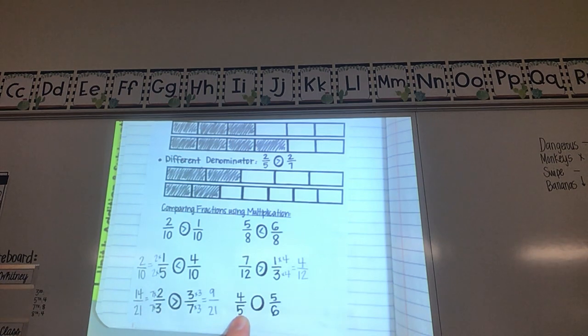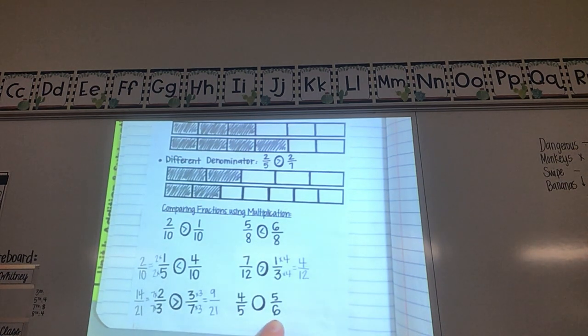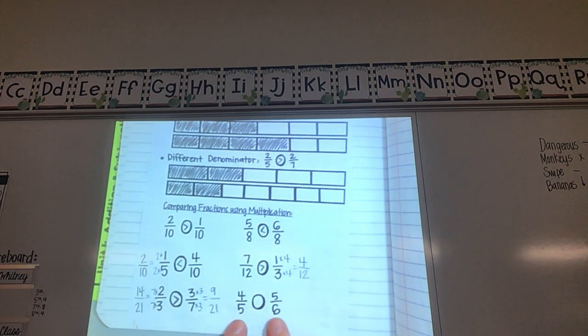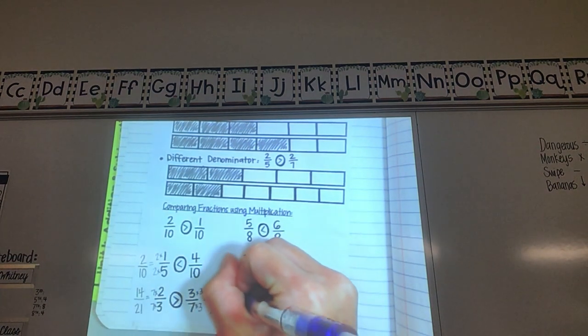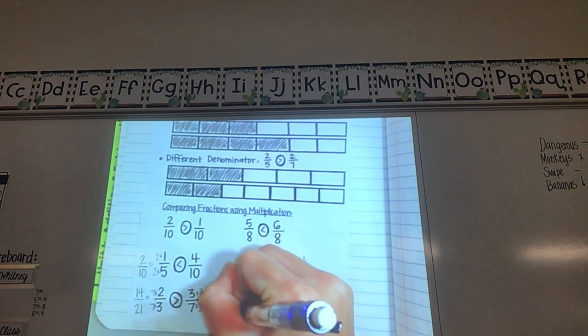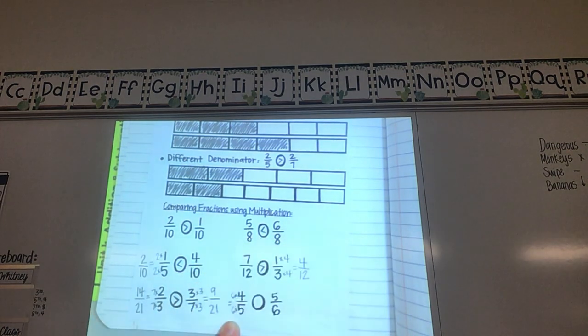We have 4/5 and 5/6. I notice that my bottom numbers are not the same. I can't think of anything off the top of my head that would help them out. So we're going to use the same trick. We're going to multiply by the opposite bottom number. So let's fix 4/5 first. I'm going to multiply by my opposite bottom number, which is a 6. So I'm going to put a little times 6 on the top and bottom here. Remember, you have to do the same to the top and the bottom.